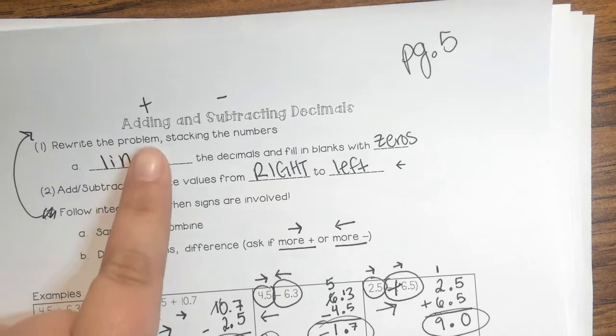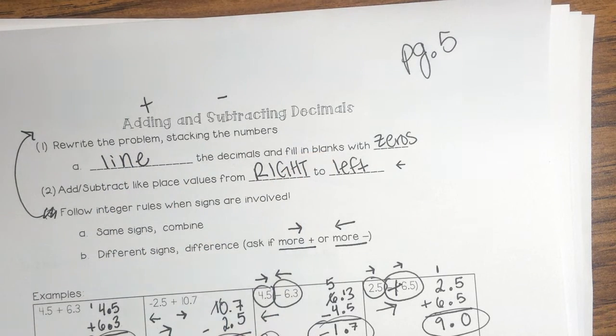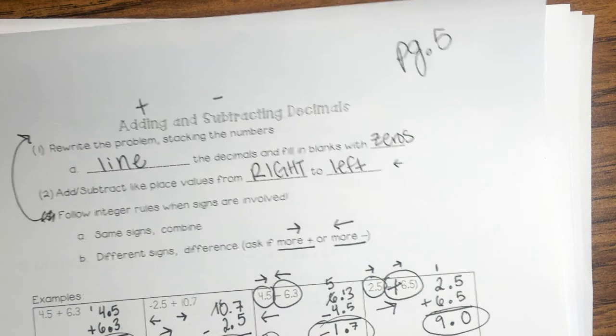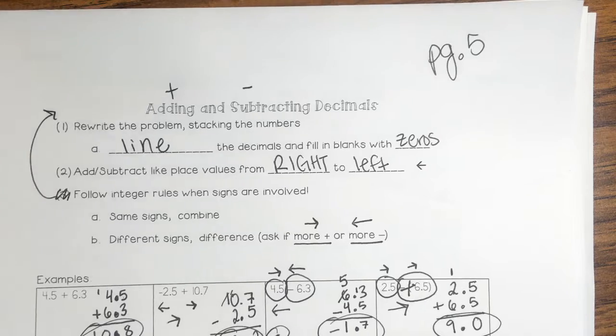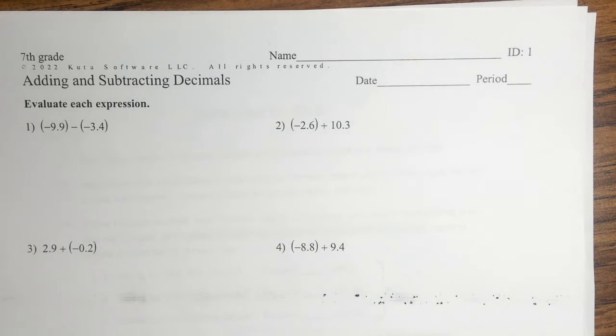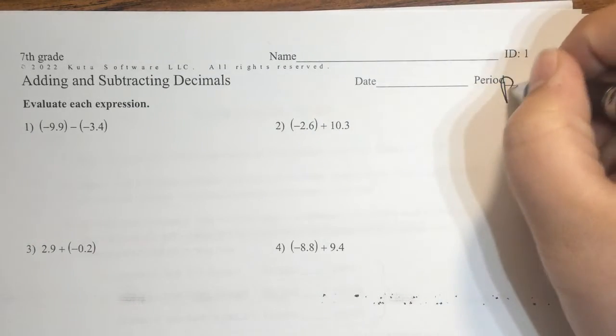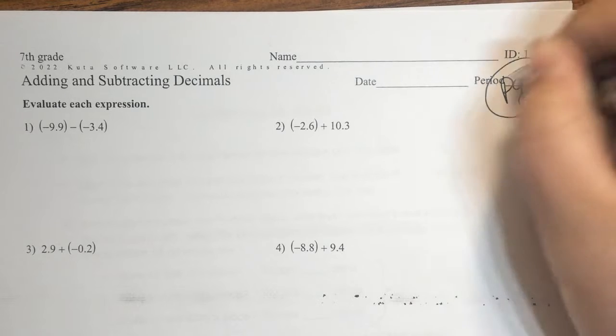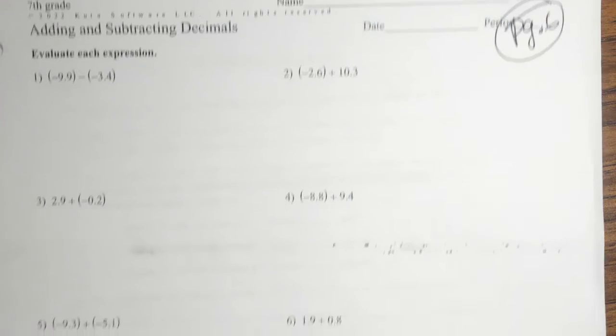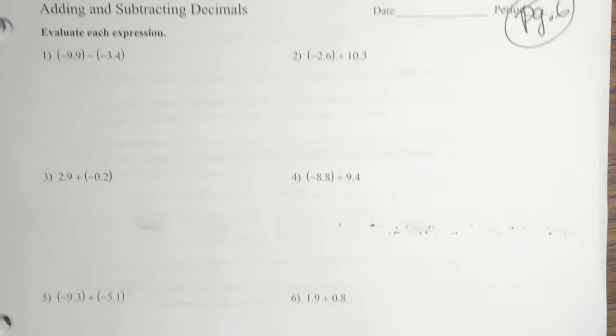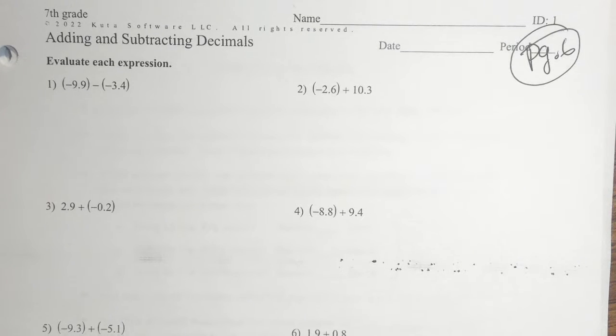This was page 5 in our binder. This was just notes on adding and subtracting decimals, which is identical to adding and subtracting integers, except you have to remember to line up the decimal that you're working with in both of the numbers. Page 6 in your binders is your homework. There are just 10 problems on adding and subtracting decimals.